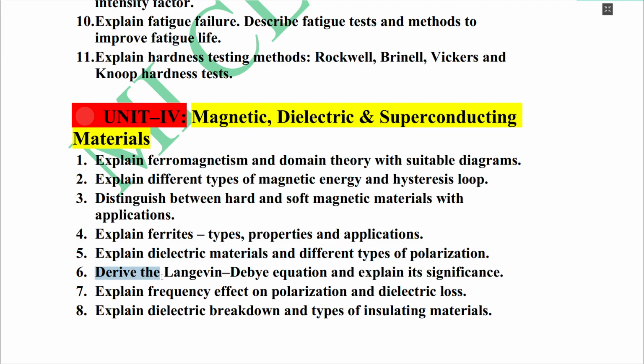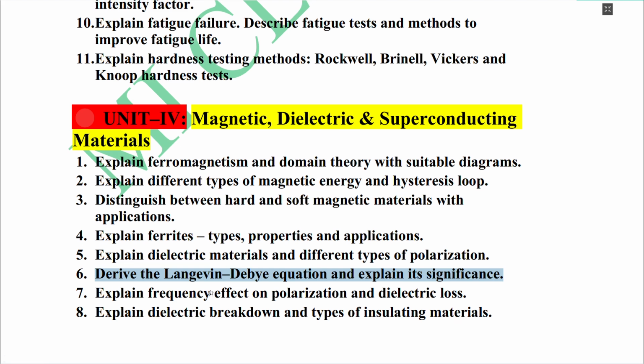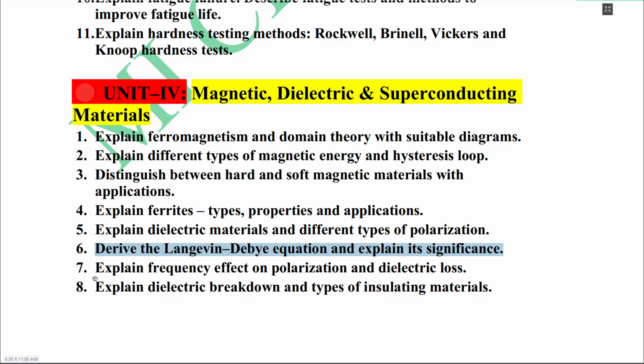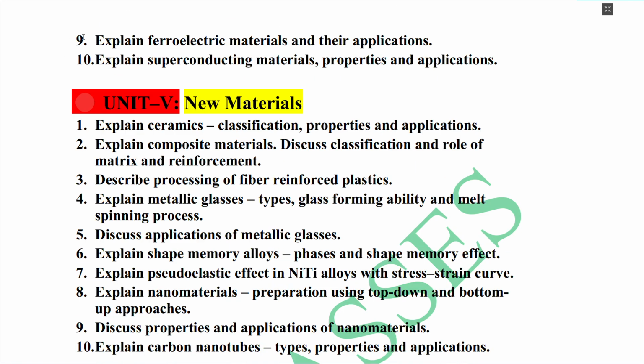The next question is: derive the Langevin-Debye equation and explain its significance. Question number seven is: explain the frequency effect on polarization and dielectric loss. The eighth question is: explain dielectric breakdown and types of insulating materials. The ninth question is: explain ferroelectric materials and their applications. The last question of unit number four is: explain superconducting materials, properties and applications.